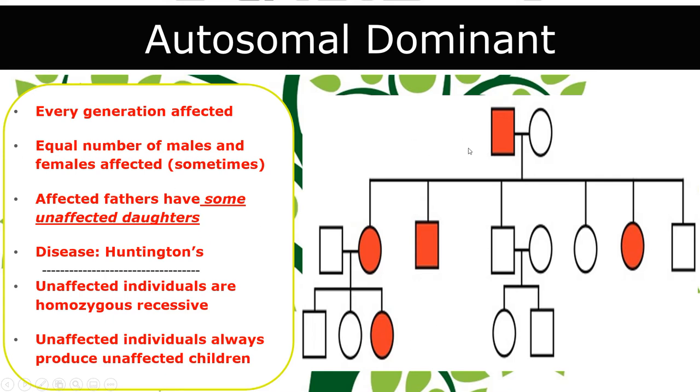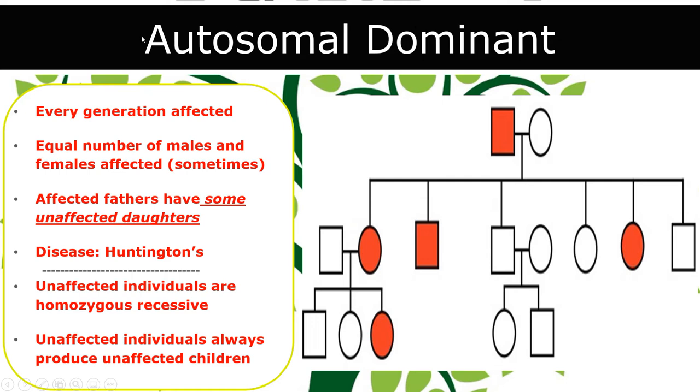So for autosomal dominant, look for the affected fathers, and do all the daughters have it? If they don't, this is an autosomal dominant. They might also straight up tell you it's Huntington's disease. And if they tell you it's Huntington's disease, you know it's autosomal dominant. It can't be anything else.